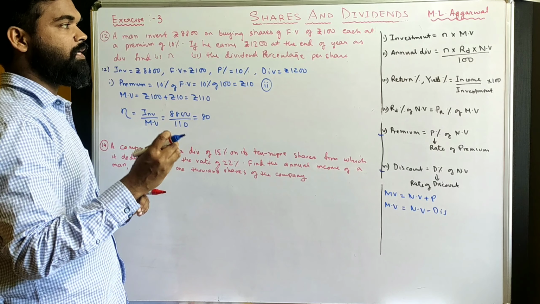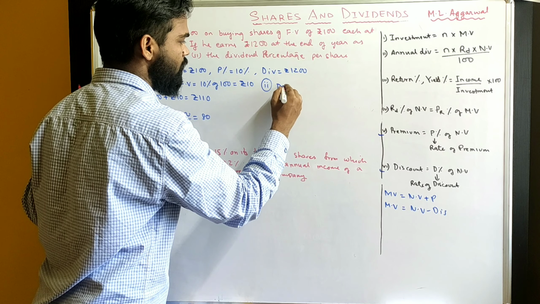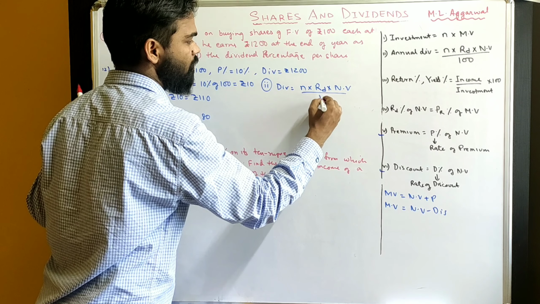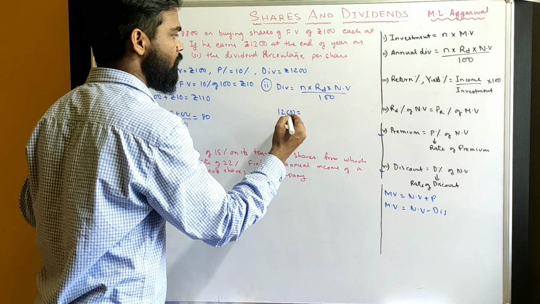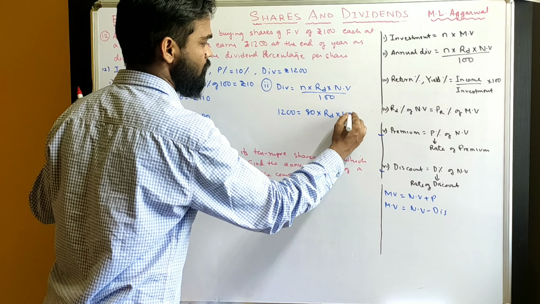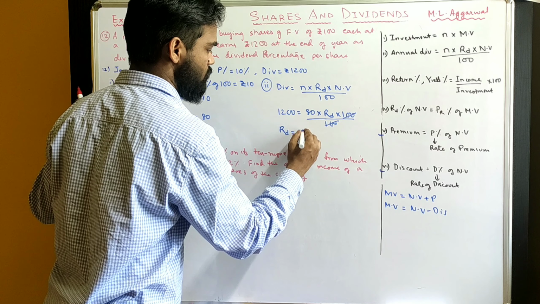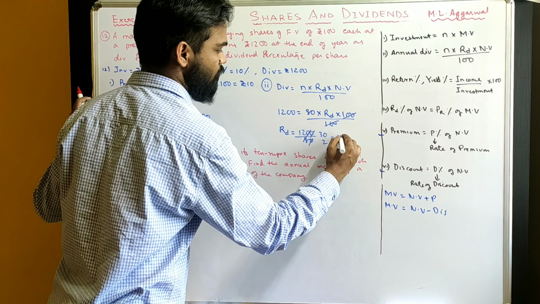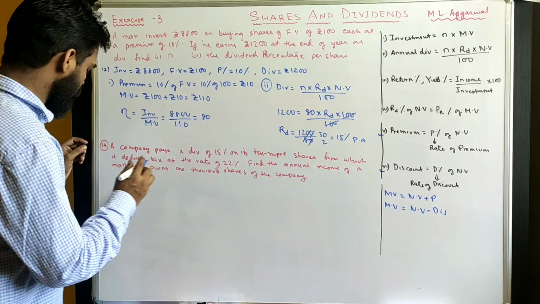Now the dividend is given. They have asked for the dividend percent. Use this. So the annual dividend equals number of shares into rate of dividend into nominal value by 100. Isn't it? So the dividend is what? 1200. The number of shares is 80. Rate of dividend we need to calculate. This is 100 by 100. So the rate of dividend is 1200 by 80 for 2 times. So that's 15% per annum. Done.